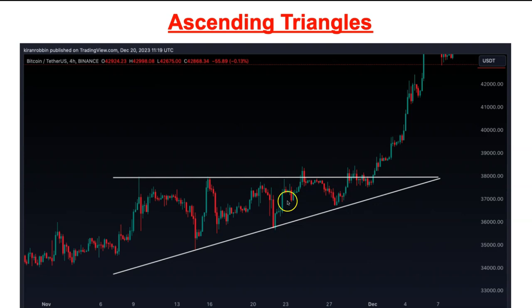Often you might have a breakout after this point. And as you can imagine, if there's so many touches to the resistance, and if you keep banging on a resistance, eventually it's going to break.